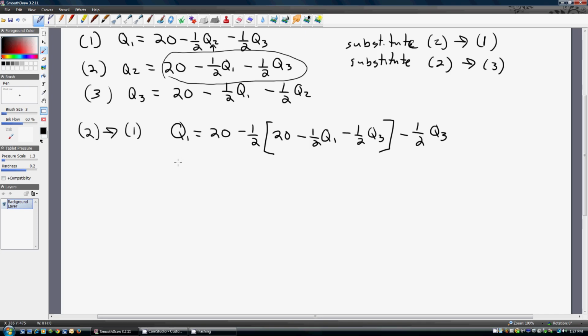So simplifying this, minus 1/2 times 20 is minus 10, minus 1/2 times minus 1/2 is where the 1/4 is coming from, a positive 1/4. Be careful with your signs. And then the same thing here, minus minus, so plus 1/4 the output of Q3 times the output of firm 3. And now what I want to do is solve for Q1.